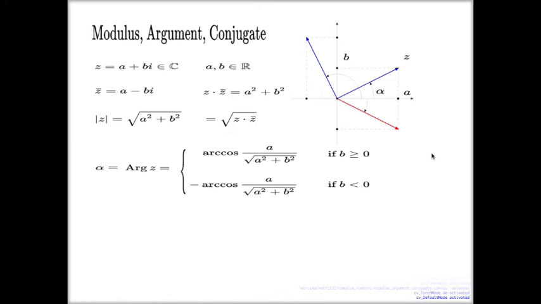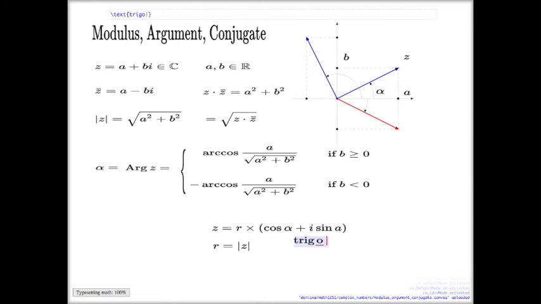Having these angles and having the length of a complex number, you can give trigonometric expressions to a and b. If you do that, your complex number will take the form of this type. And this is something which we call the trigonometric form of a complex number. Trigonometric form of Z.